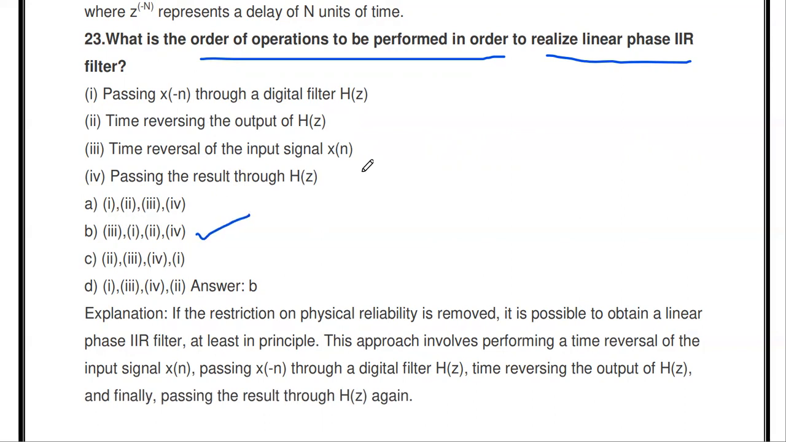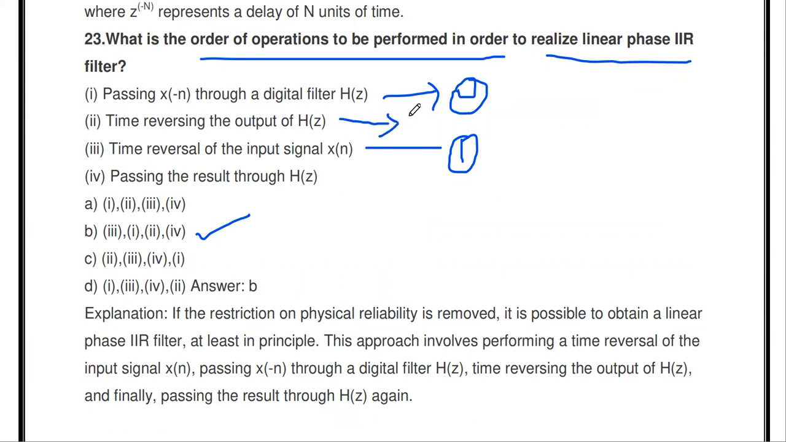The first one is 3. This is the first step we have to do. That is, for the input signal x of n, we have to make a time reversal. That is, we have to find x of minus n first. Then that x of minus n is passed through the digital filter. This is the second step. Then after passing that, we have to time reverse the output. This is the third step.